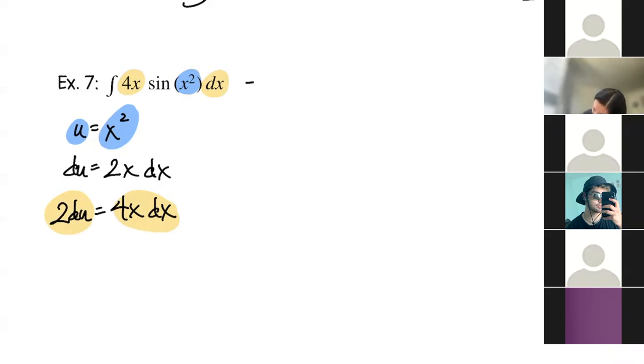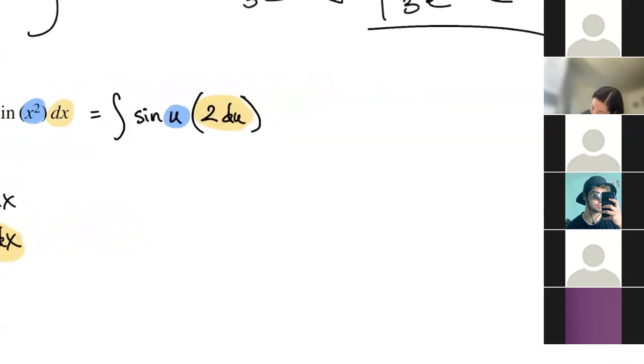Okay, so when we substitute everything in, we should get the integral of sine u times 2 du, because this is our 4x dx under a different name, and this u was our x squared. Let's pull that constant out to the front: 2 times the integral of sine of u du. We might get a wrong sign here, positive or negative, but we pretty much know how to do this problem. So when we have the integral of sine, what do we get?